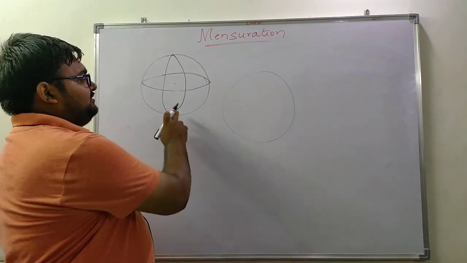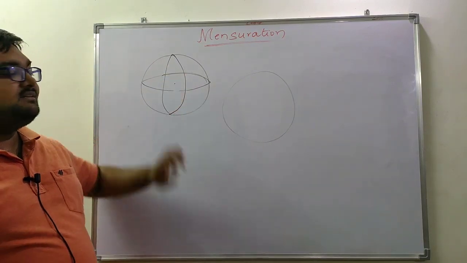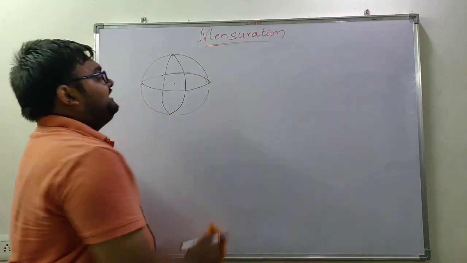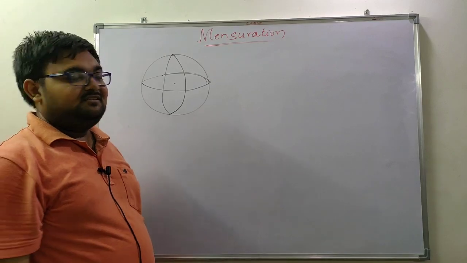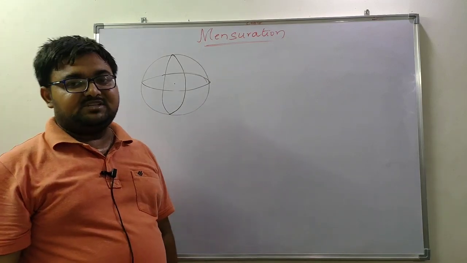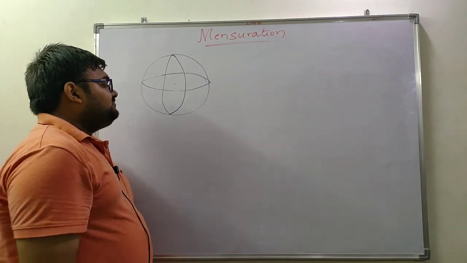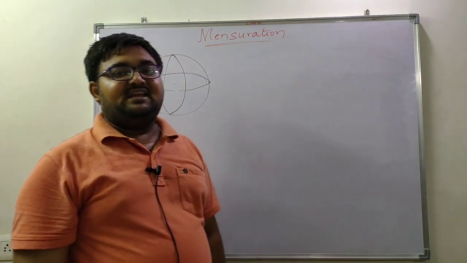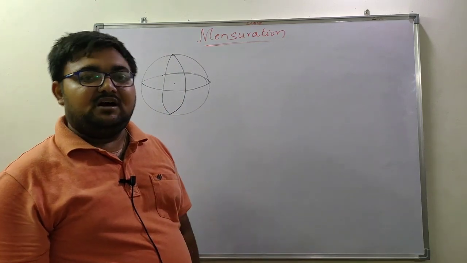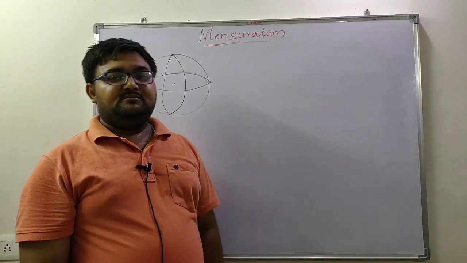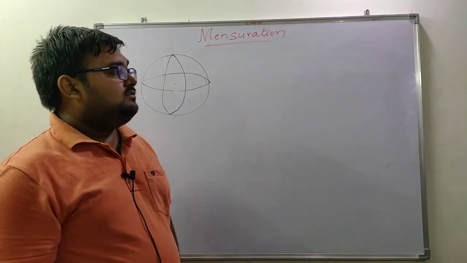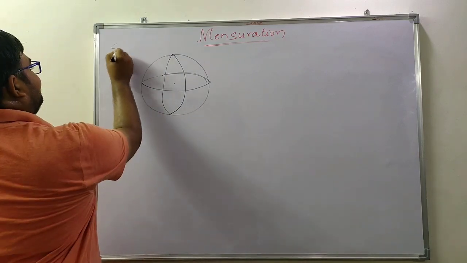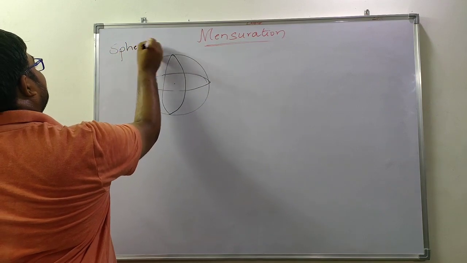Okay, so now let us discuss about a sphere. Now in the sphere, is there any top and bottom surface? So there is no top and bottom surface, right? Since we don't have any top and bottom surface, we can simply say there is no separate curved surface area. So curved surface area or total surface area, both are one and the same, right? So the next concept is about the sphere.